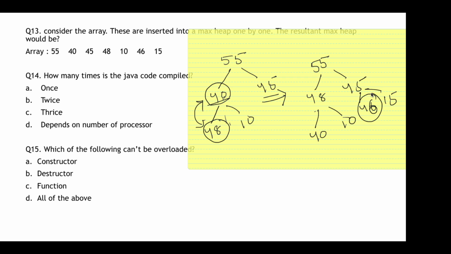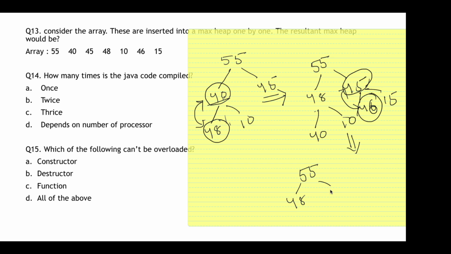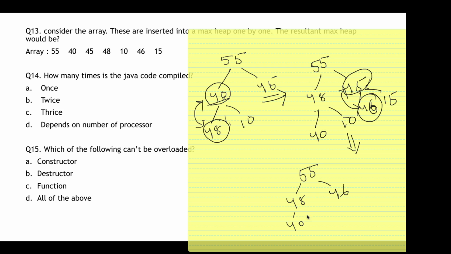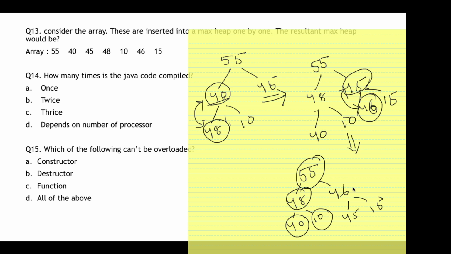Now again you see 46 is greater than the parent node. So what will happen? Again a swap. So how will my tree look? It will be 55, then 48, then 46, then 40, here 10, then here 45, here 15. Okay. Now you see all the parent nodes are greater than the child nodes, and we have first filled the left child, then the right child. Okay, so now this is our resultant max heap.